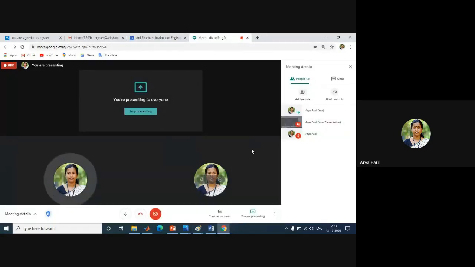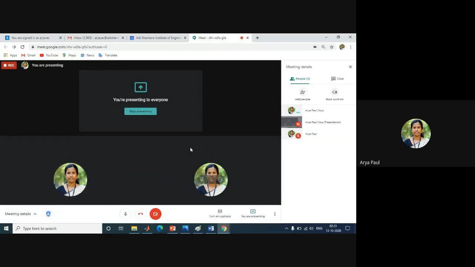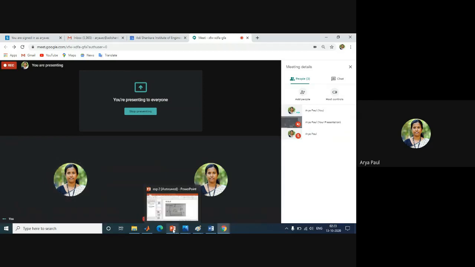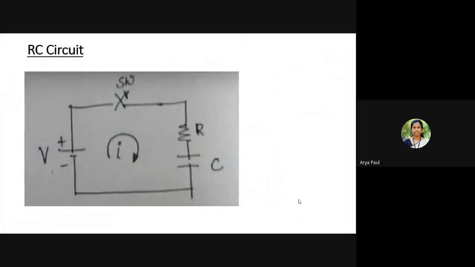So today we will discuss the RC circuit and how we can solve it, and how we can find out the voltage as well as the current transient. Okay, so we will deal with it in detail. Let me show you the RC circuit.